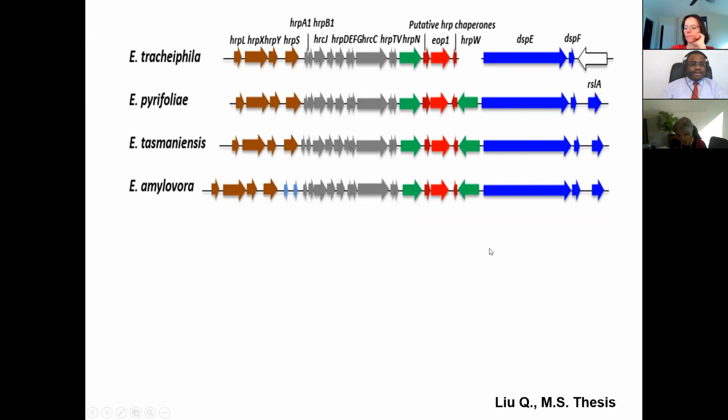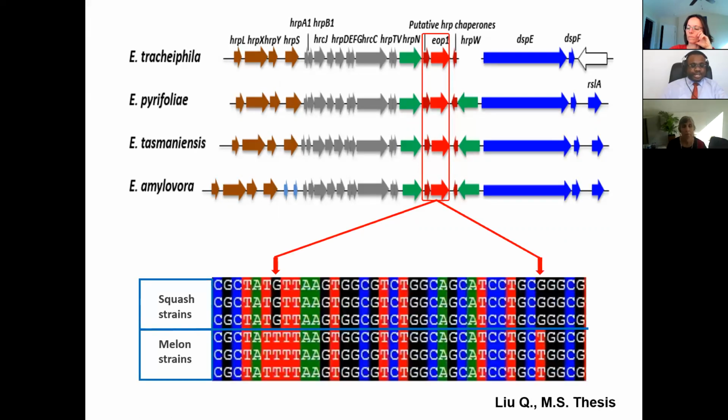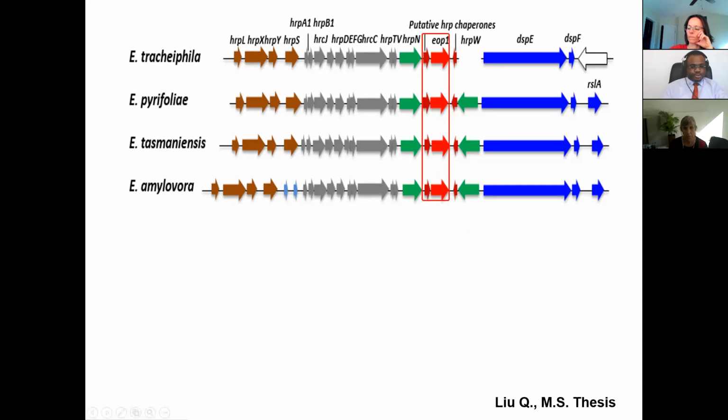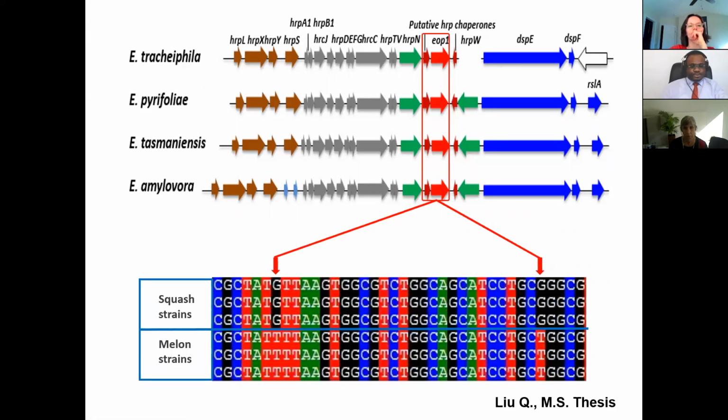We further found that EOP genes are highly conserved within the Erwinia genus. Like we can actually see there, the EOP1 sequence is identical within each clade, but differs by 12 nucleotides between the two clades. Those are just two out of the 12 SNPs. And single nucleotide polymorphisms have actually been shown to drive host specificity among plant pathogenic bacteria strains.